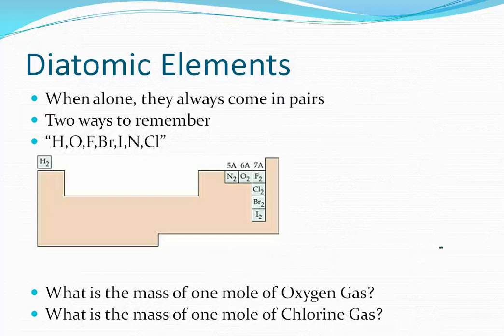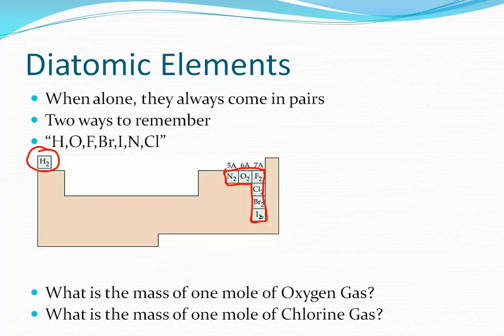Now when these atoms are alone, only when they're alone, not in compounds or anything like that, they don't really come by themselves, they come in pairs. The ones that are diatomic on the periodic table are hydrogen, which is in the upper left-hand corner, and then nitrogen, oxygen, fluorine, and the rest of the halogens all the way down to iodine. If you notice, it kind of makes a number 7 there, and there are 7 different diatomic elements. So that's one way to remember it, by looking at the periodic table.